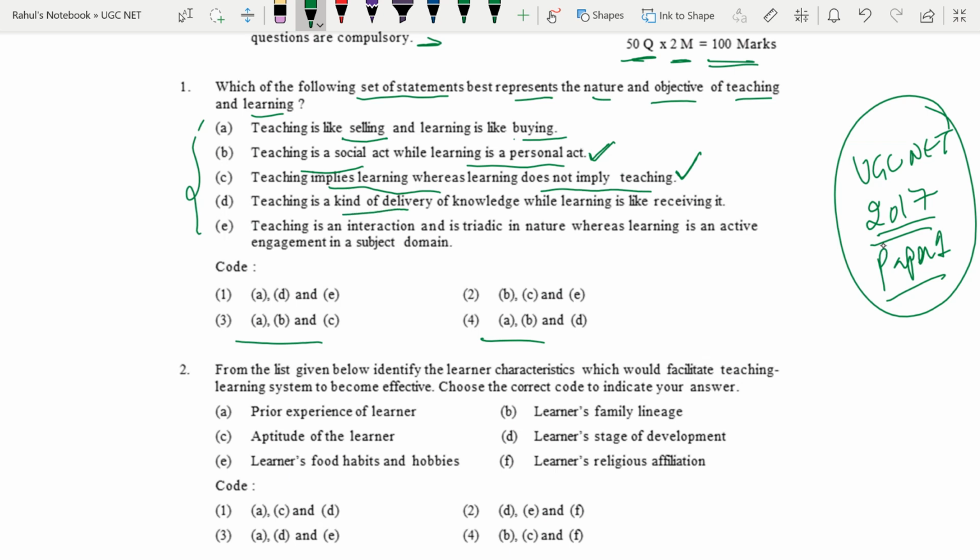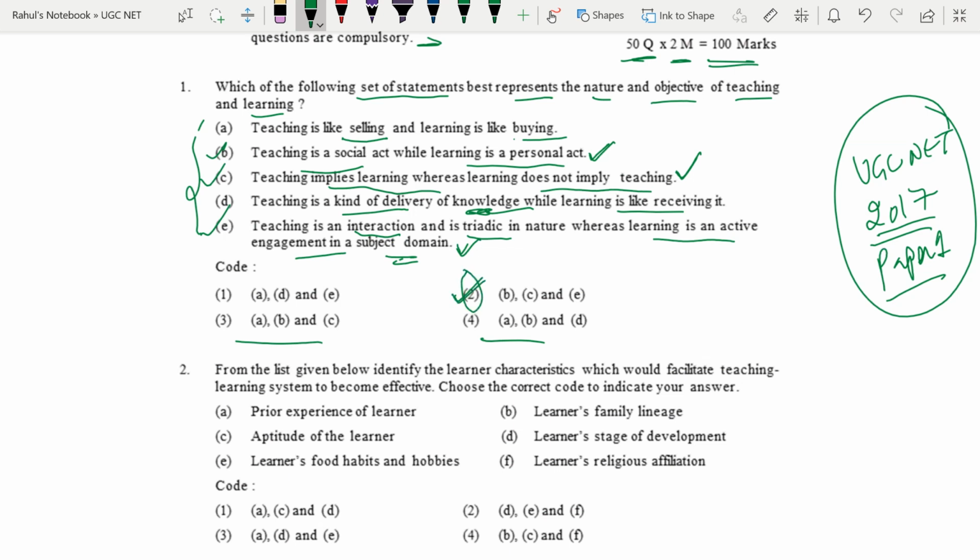D: teaching is a kind of delivery of knowledge while learning is like receiving it. No, it is not like that. You can't say that teaching is like delivery of knowledge, because you may learn at the same time. So it is not correct. And option E: teaching is an interaction and is triadic in nature, whereas learning is an active engagement in the subject domain. So it is correct. So options B, C and E are correct. So we will go with the second option. Option 2 is correct.